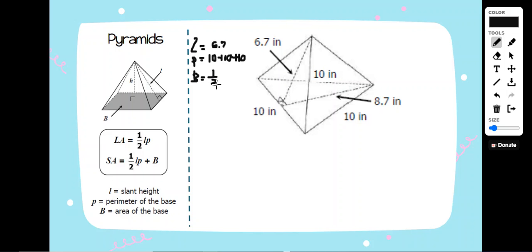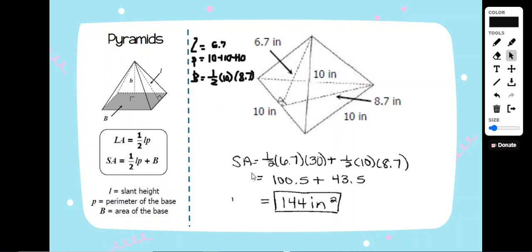Area of a triangle formula is 1/2 the base of the triangle, which we know to be 10, times the height of the triangle, which was provided to us as 8.7. You'll notice that the height of the triangle and the slant height are not the same thing. Be careful. So once we've identified our necessary variables and done those calculations, we plug them into our formula of surface area being equal to 1/2 slant height times perimeter plus the area of the base. We end up with 144 inches squared.